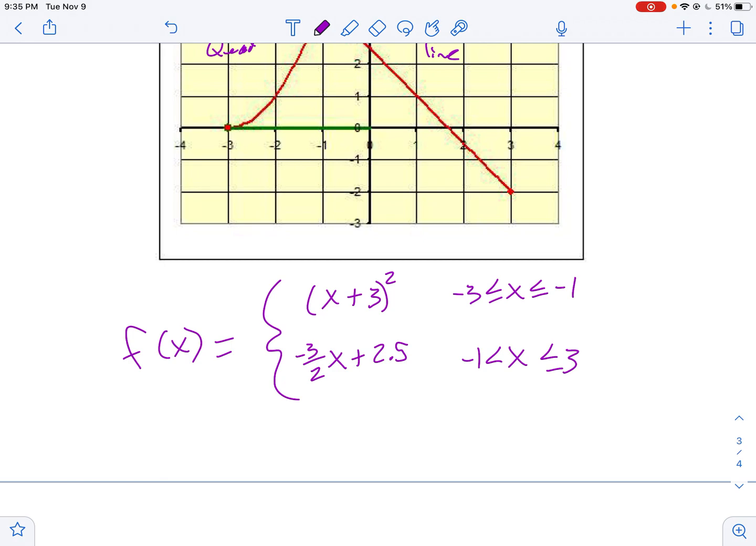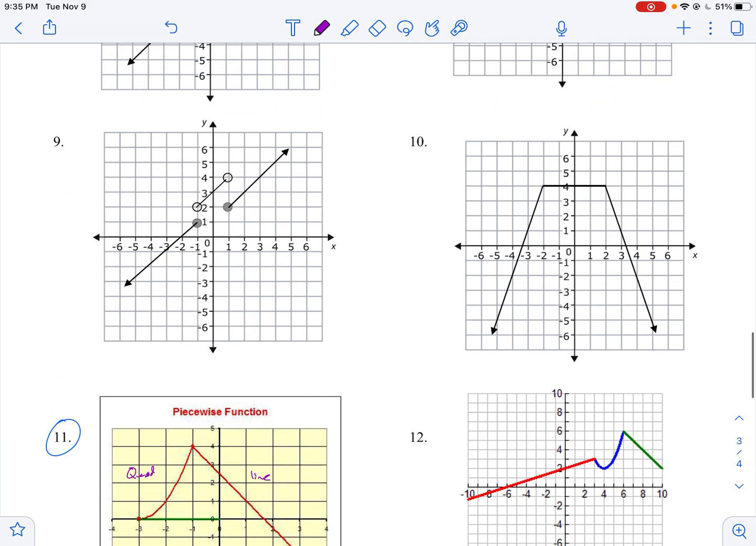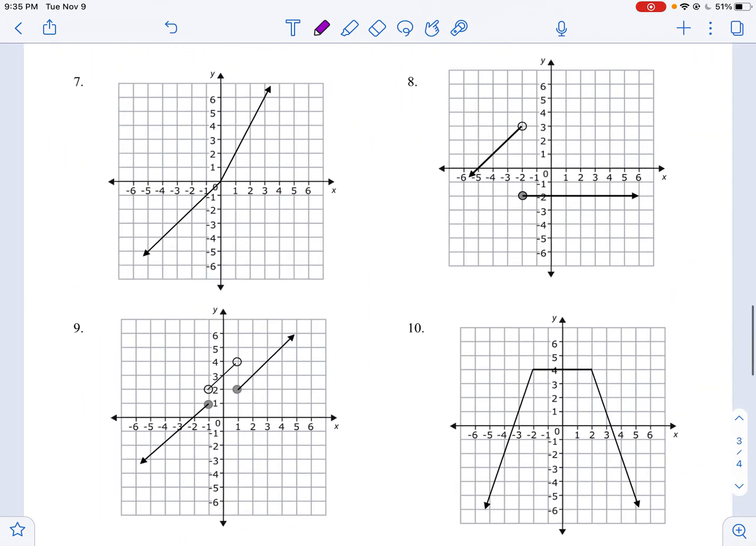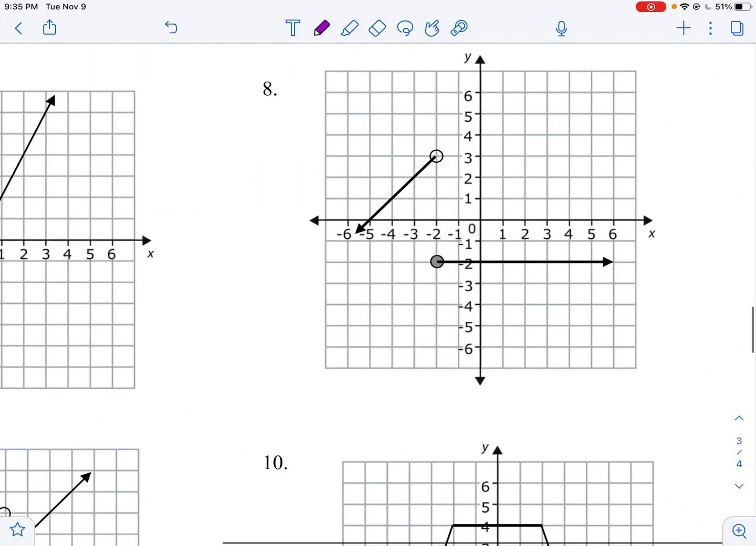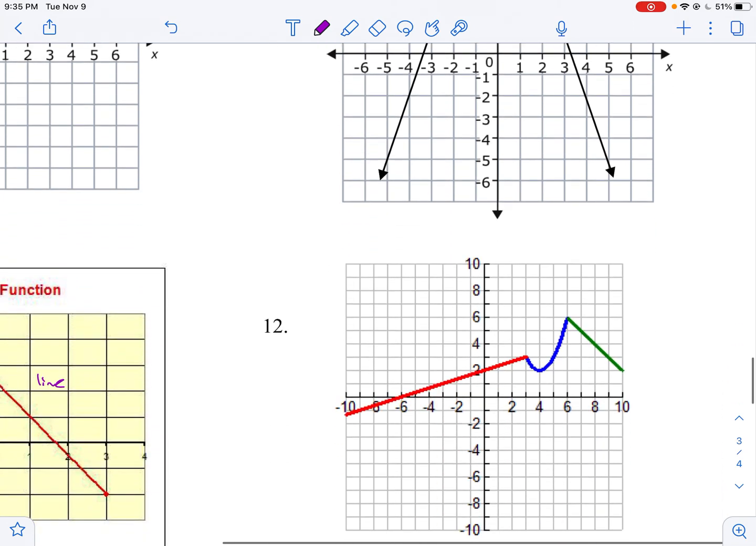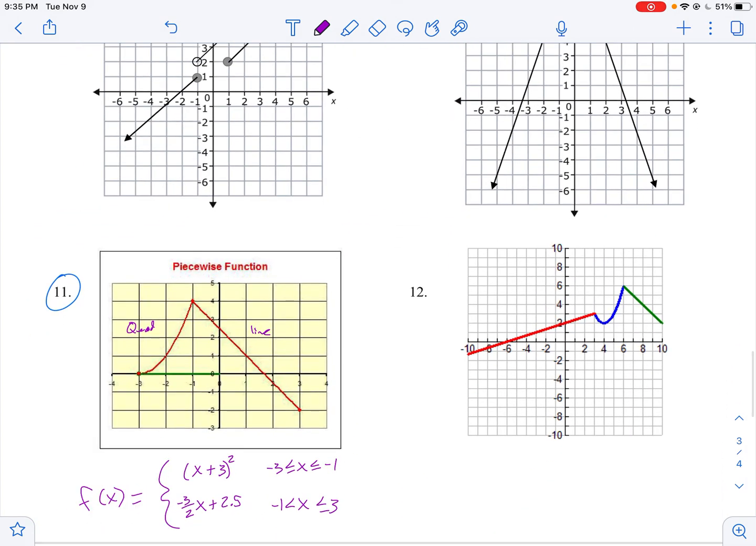But there we go. Wrote out our piecewise function. And there you go. That's what's going on the back page here. Just break it up into different sections. Write out the equation of the lines or quadratics, whatever's there. And there you go. Good luck.